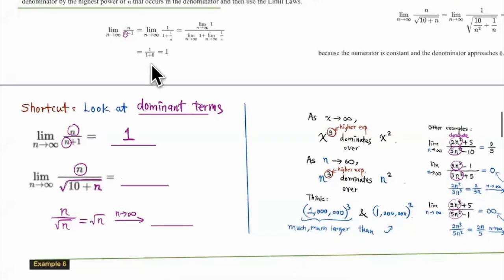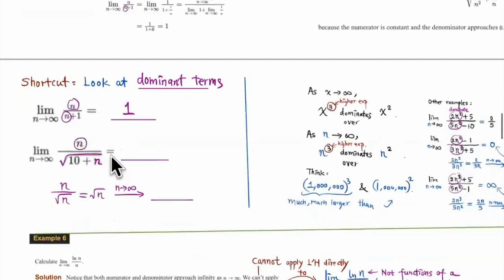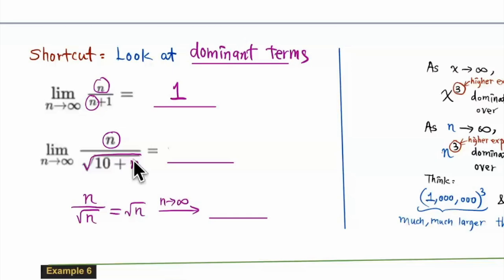Okay. Look at this one over here. If I use a shortcut, what would this be? It's infinity? You got it. So look at this power. It's n to the first power. This is n to the 1/2 power, right? This is higher, so infinity. So it goes to infinity.